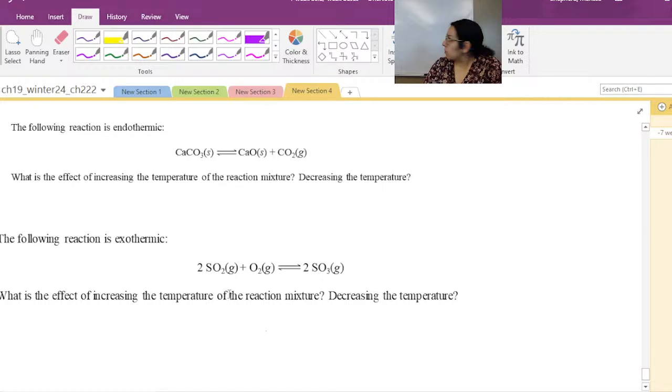All right, so real quick before I let you take the quiz, we have an endothermic reaction here, our calcium carbonate dissociating. So what happens if we increase the temperature or decrease the temperature? Maybe think about where to add heat as a product in this reaction. And then this reaction is exothermic. So what will happen if we increase and decrease it?